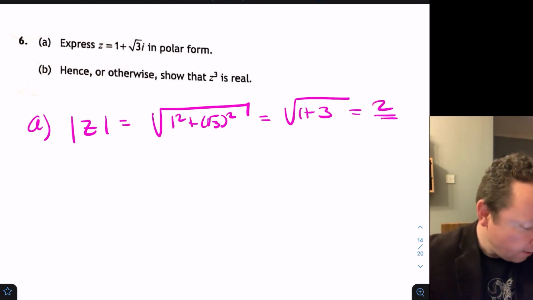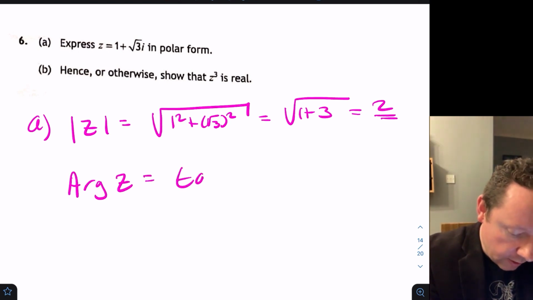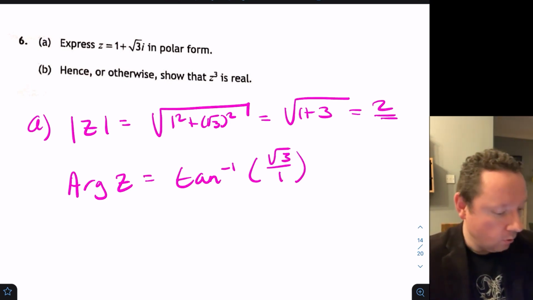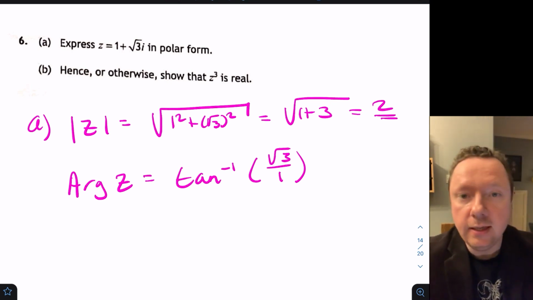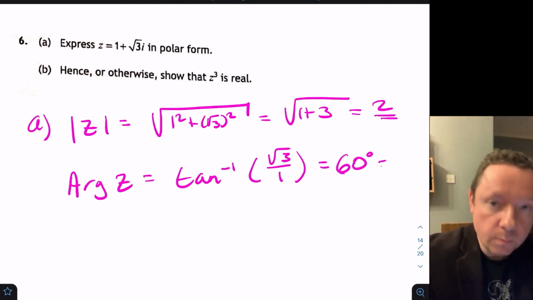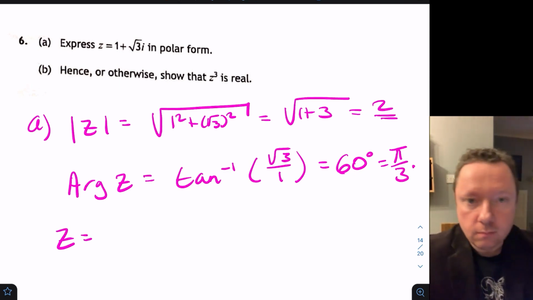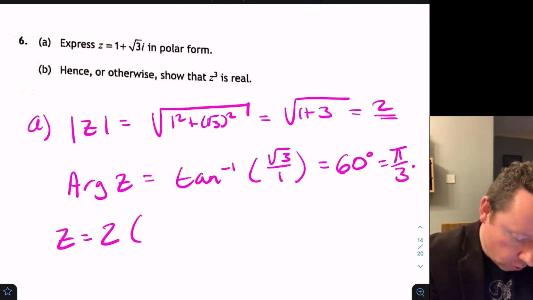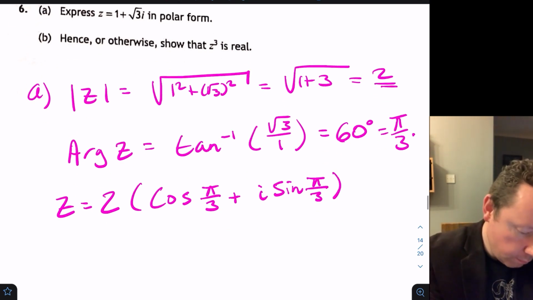And we're done there. And then we need the argument of z. So that's going to be the inverse tan of root 3 over 1. Non-calculator paper, you should just know the inverse tan of root 3 is 60 degrees, which is pi over 3. Means that z equals 2 times the cos of pi over 3 plus i sine pi over 3. And we're done there.